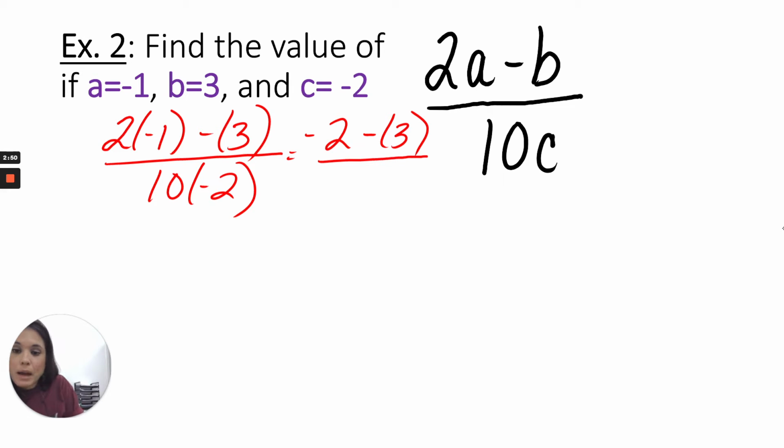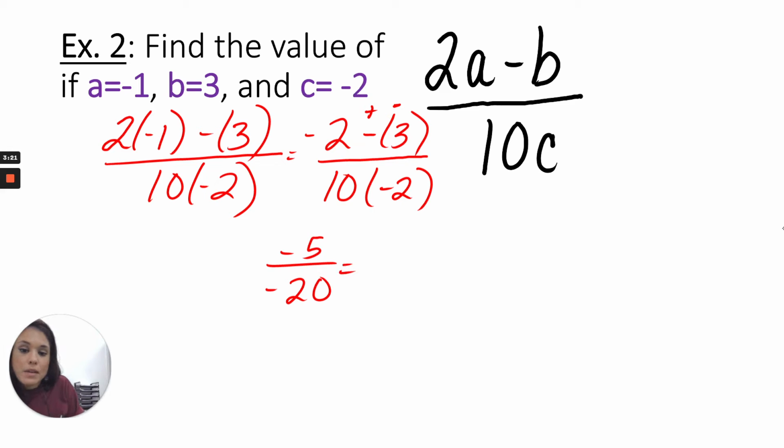I'm just going to rewrite my problem as I work through this to help me not make any little mistakes. Now, I have a negative 2 minus 3. This is a subtraction of different sign numbers. So this subtraction will become a plus, and the sign of my second number will change to a negative. So this is a negative 2 plus a negative 3, which is negative 5, over 10 times negative 2, which is negative 20. I'm going to simplify this, and this simplifies to 1 over 4. Notice my 2 negative signs here. They're going to cancel out, and my answer is going to be a positive 1/4.